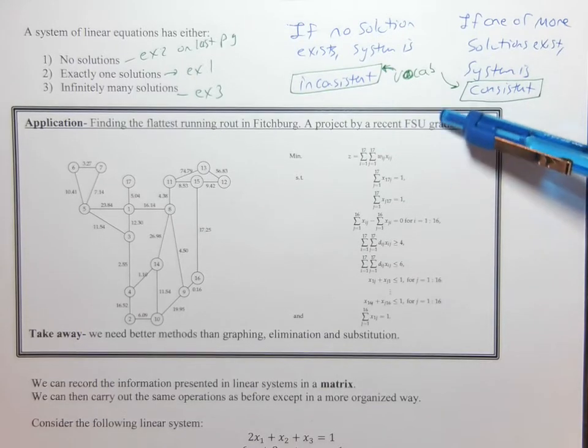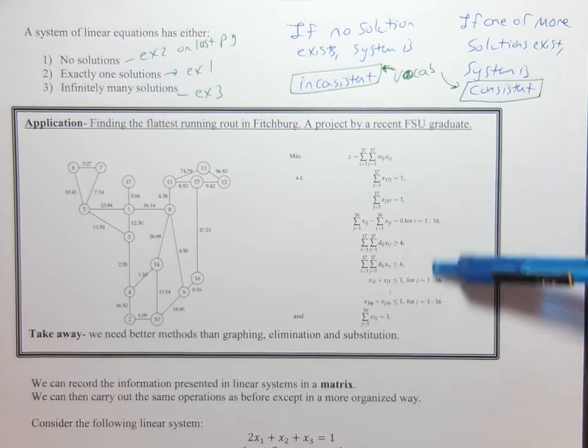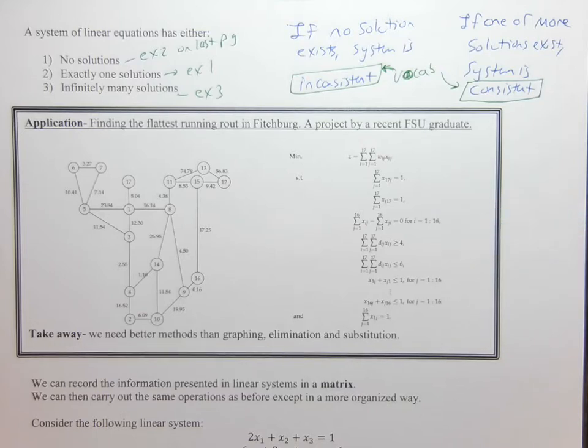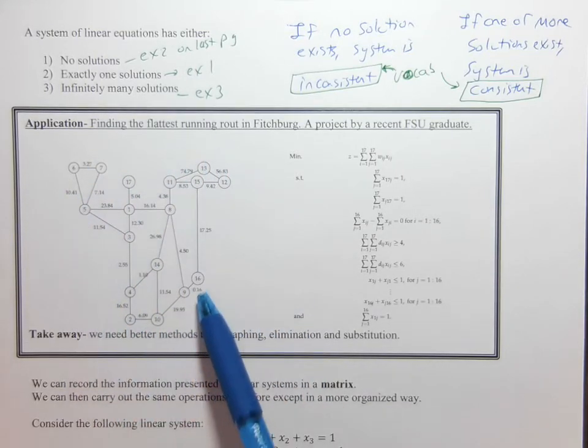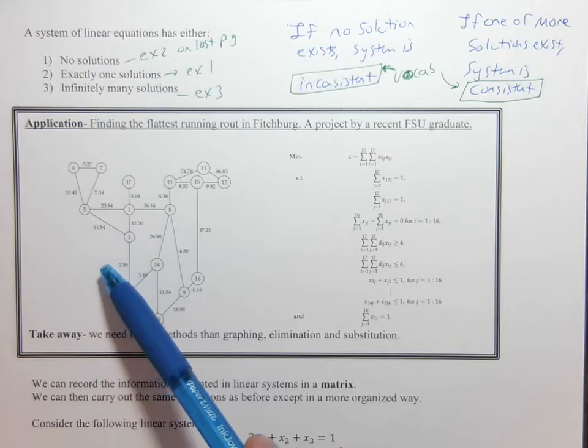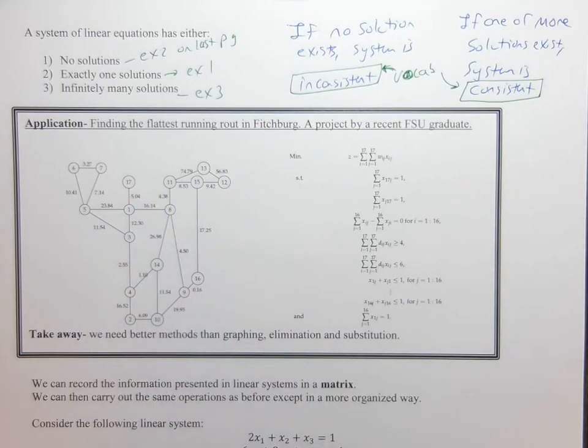This example here is a project I had worked on with a recent Fitchburg State graduate. This person was a cross-country runner, and they wanted to know where the flattest place to run in Fitchburg is. And so they created this network of roads around the college with the distances, and these are elevation changes between them.